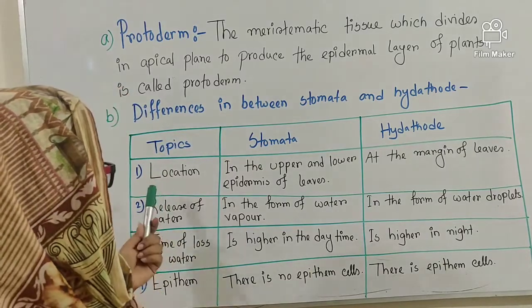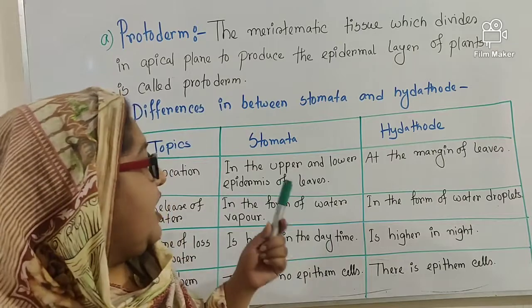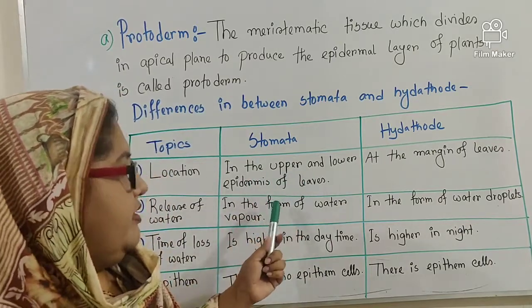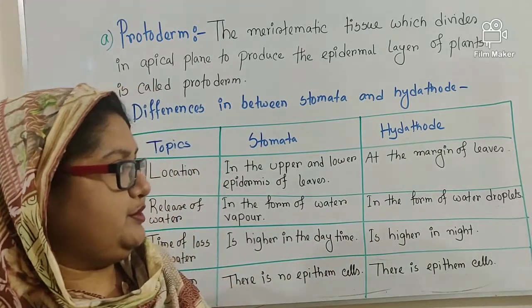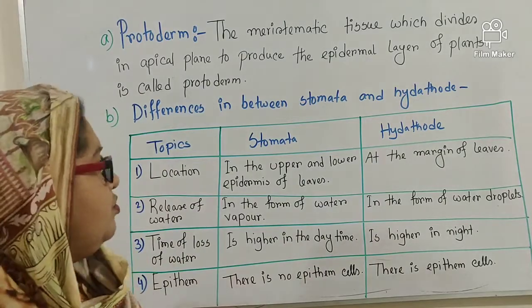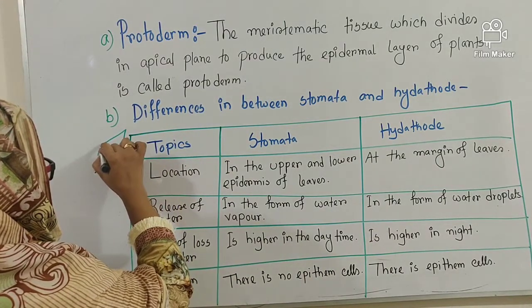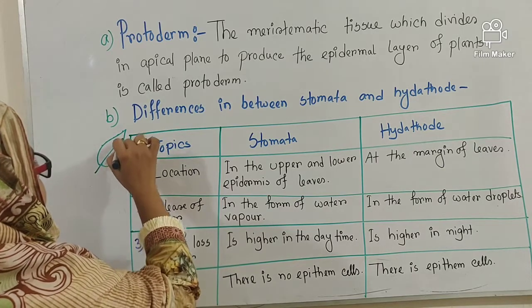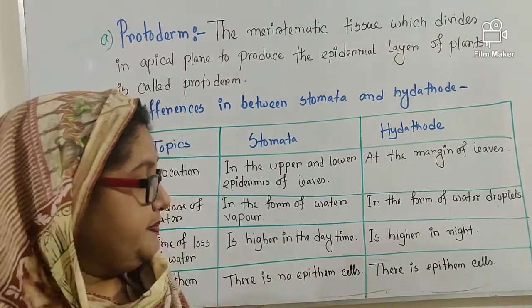Okay? First of all, location. Where does the stomata remain present? In the upper and lower epidermis of the leaves. In case of hydathode, it is present at the margin of the leaves. You know what the margins are? If this is a leaf, then these are the margins. So at the margin of the leaves, hydathodes are present.